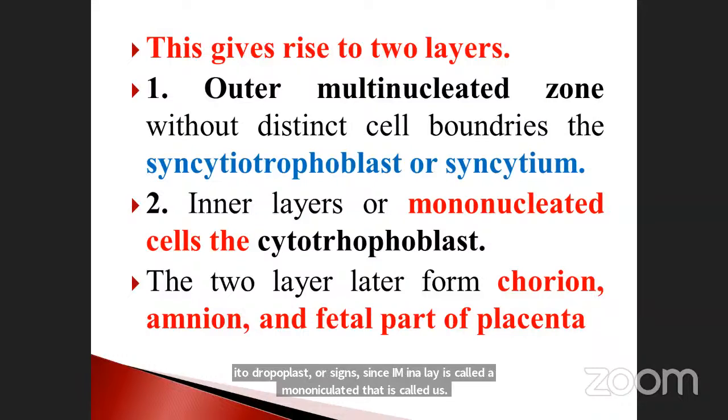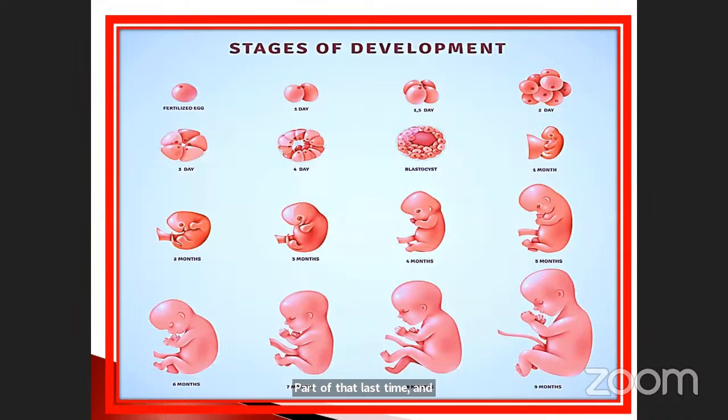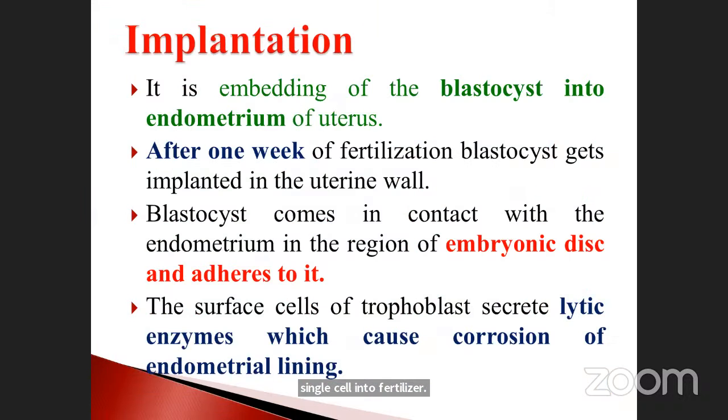Cytotrophoblast. These two are very, very important; these are the components of the chorionic amnion and also the fetal part of the placenta. And then, these are the stages of the development of the fetus, from the single-cell fertilized egg to the adult. Those things we already discussed. Implantation was already discussed, how many days, how many weeks it will take.